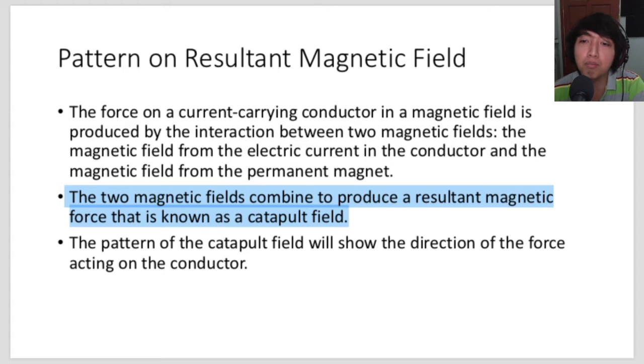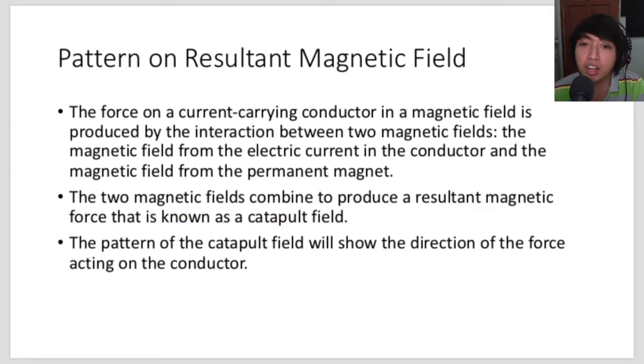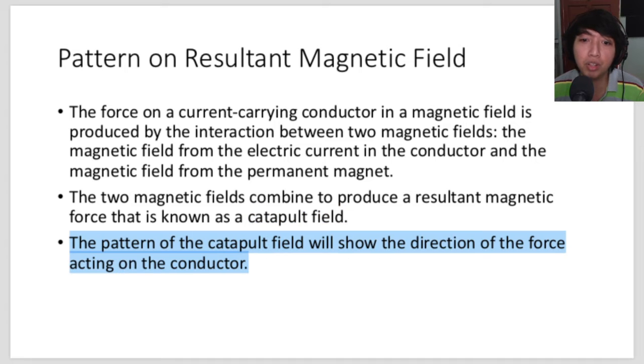So the two magnetic fields combine to produce a resultant magnetic force. Resultant meaning, when we combine the different forces, what is the resultant force? And so you have a resultant magnetic force that is also known as a catapult field. The pattern of the catapult field will show the direction of the force acting on the conductor. So by taking a look at the magnetic fields and how they interact with each other, and the resultant magnetic field, we can predict and control the direction of the force acting on the conductor.